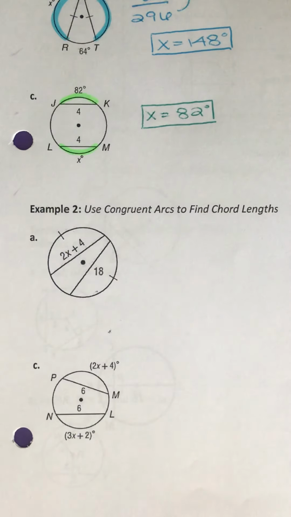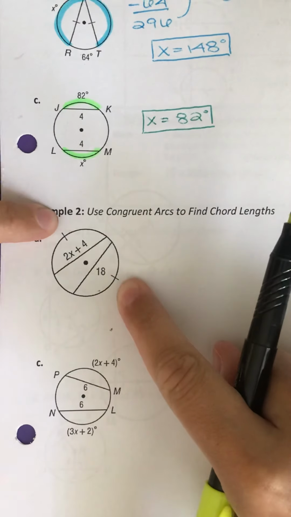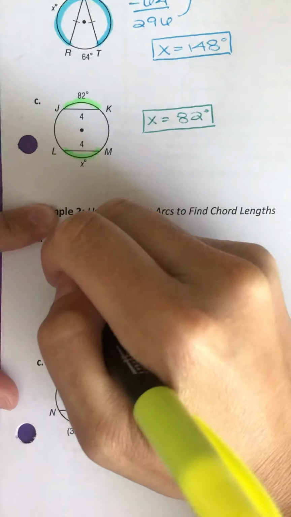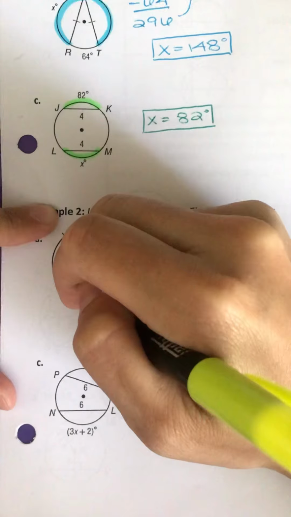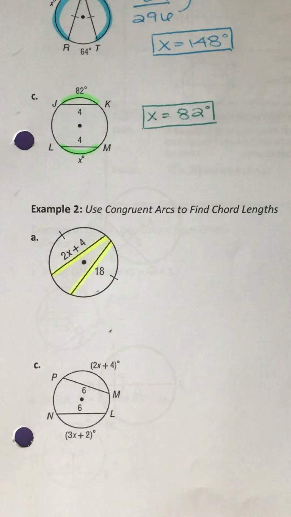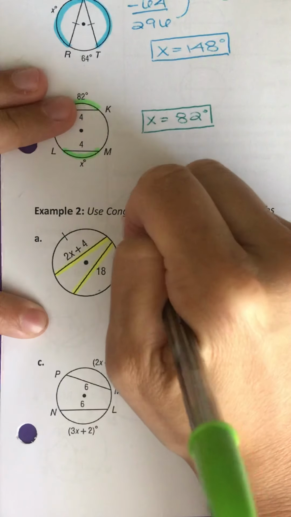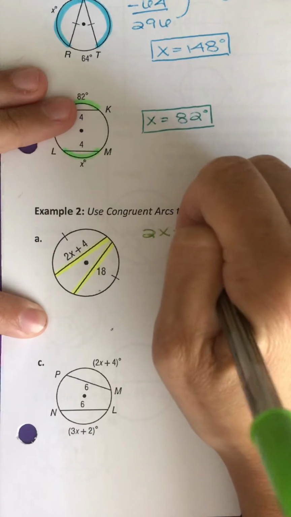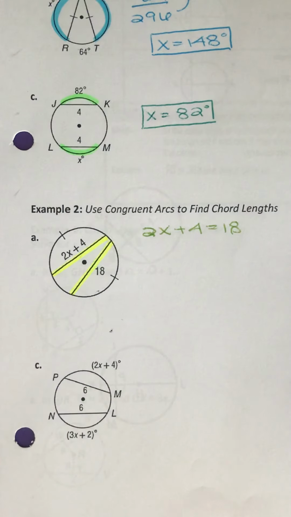For example 2, we're going to use the same theorem. The only thing is, instead of just solving for x, we're going to have to do a little bit of algebra here. So we have that both of these arcs are congruent. So I know this chord, 2x plus 4, is going to be equal to this chord, which is 18. So using my Algebra 1 skills, I'm going to set 2x plus 4 equal to 18 and solve.